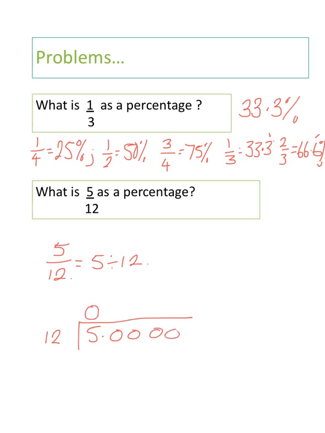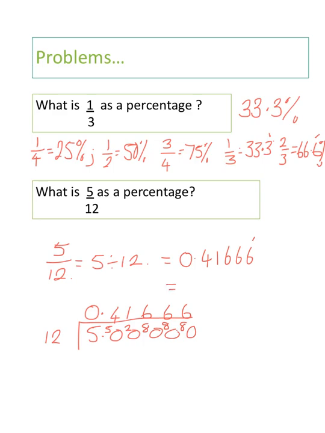12 into 5 doesn't go. 0 down, carry 5. 12 into 50, well, 4 twelves are 48. So that gives me a remainder 2. 12 into 20 goes 1, so 1 twelve is 12. So that gives me a remainder of 8. So 6 twelves is 72. So 6 down, that gives me a remainder of 8. And here we can see we're going to end up with a recurring 6. So 5 divided by 12 is 0.416666 recurring. So there's our decimal.